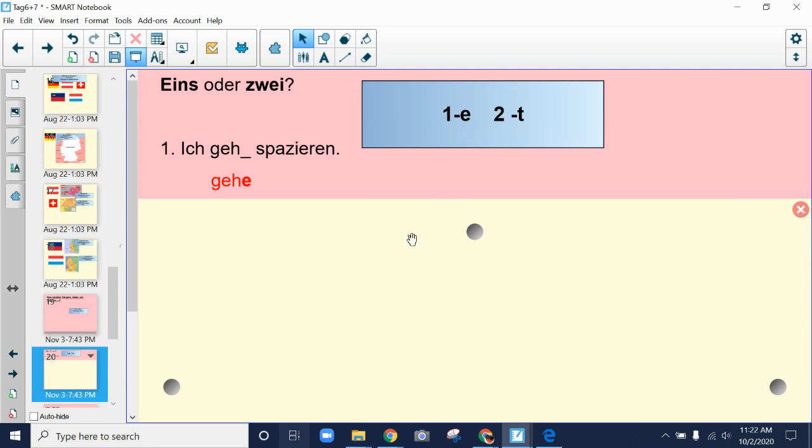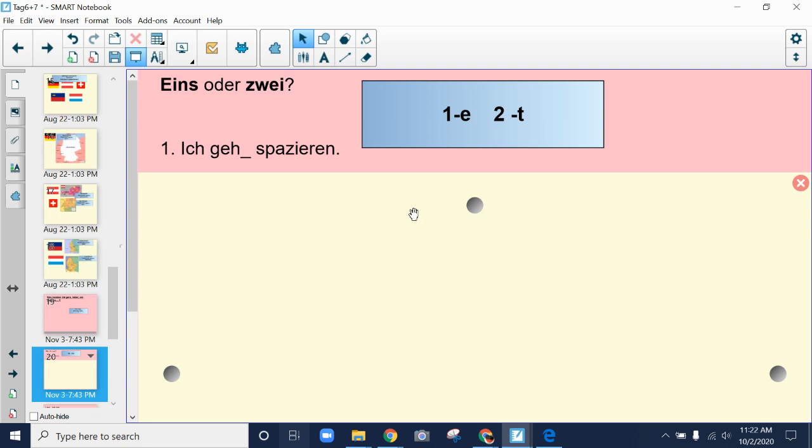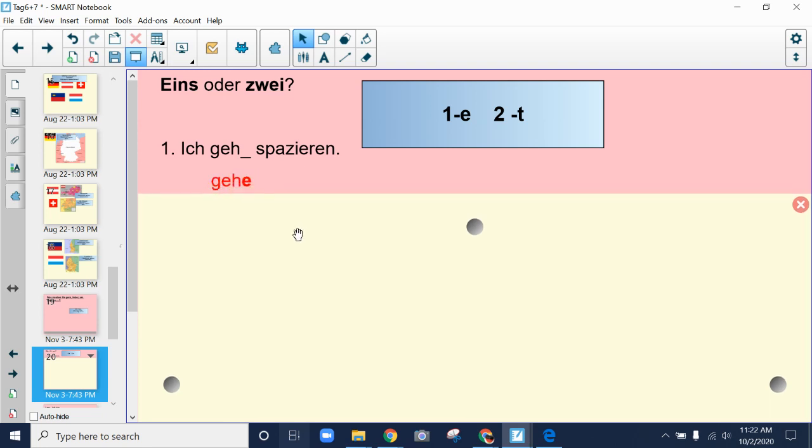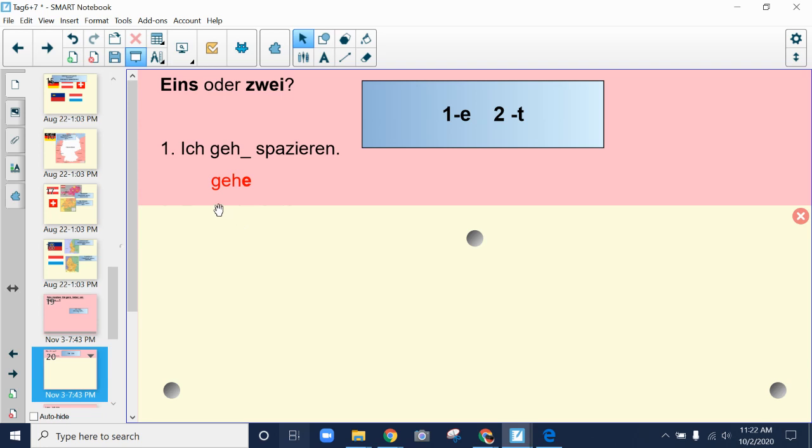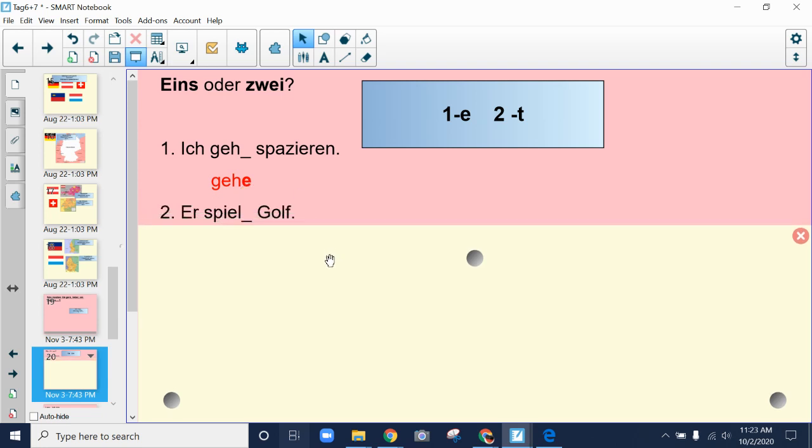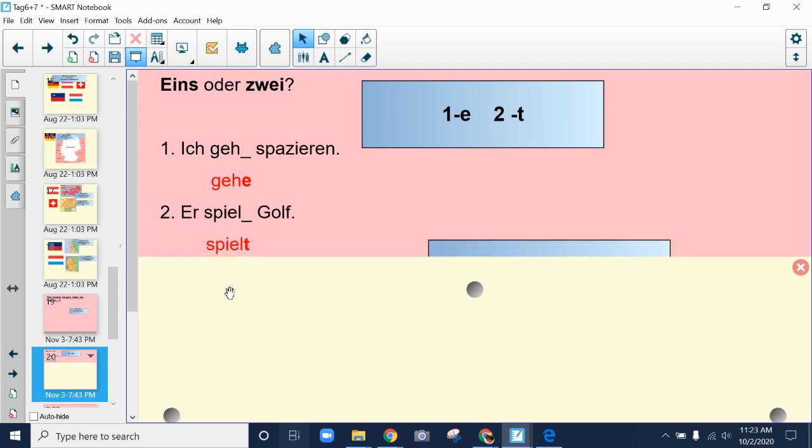So I showed my students the sentence, and they had to show me by showing their hands what the answer would be. Ich gehe spazieren. Answer would be number 1. Ich gehe, verb ending is I, spazieren. Spielt Golf. So the students had to think about that one. Most of them got it correct.